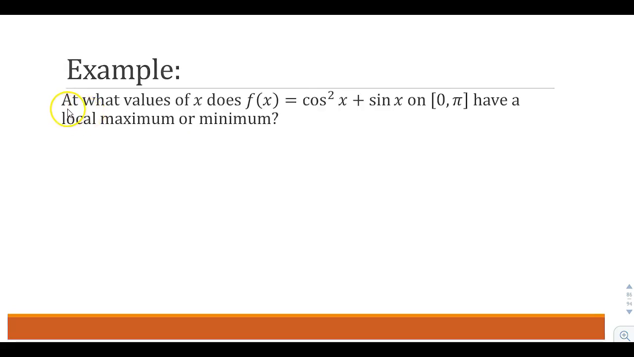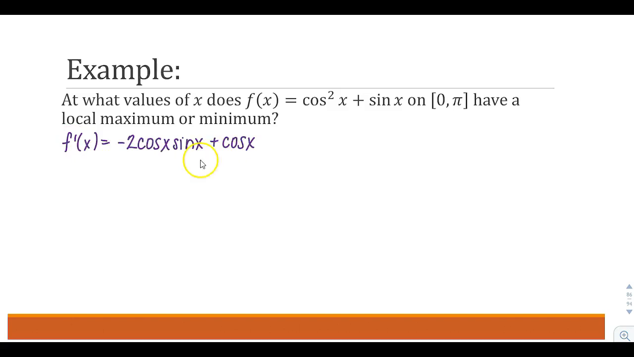In this example, we're asked at what values of x does f of x equal cosine squared x plus sine x on the interval from 0 to pi have a local maximum or minimum. So we'll go ahead and take the derivative, which gives us f prime of x equals, I need to use the chain rule, so I have 2 cosine x. The derivative of cosine is negative sine x. And then the derivative of sine x is plus cosine x.